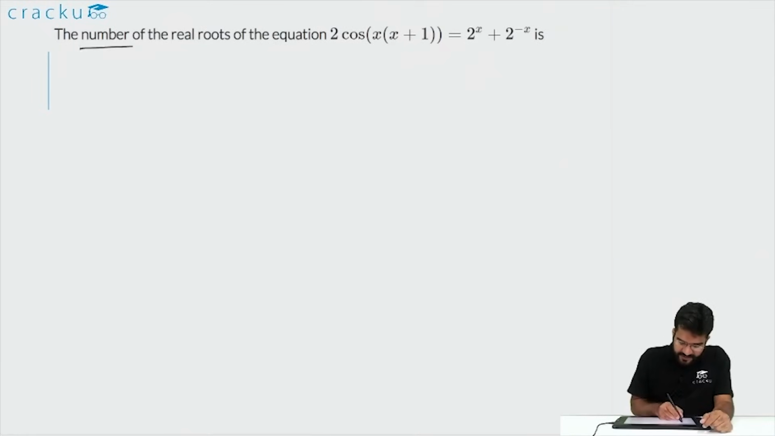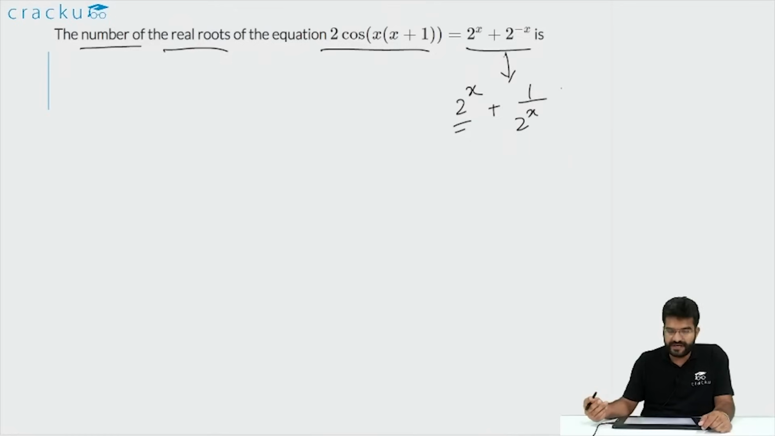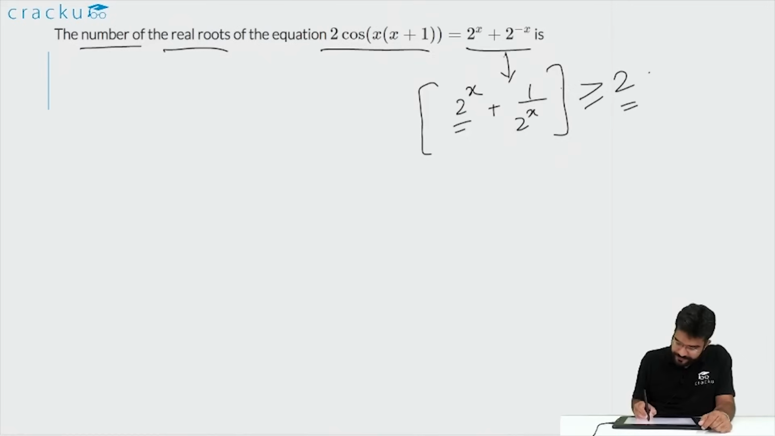In this question, we are required to find out the number of real roots of the equation 2 cos x into (x plus 1) is equal to 2 to the power x plus 2 to the power minus x. If you look at the RHS, that is the right hand side, carefully, this is 2 to the power x plus 1 by 2 to the power x. And 2 to the power x is always positive for any real number x. So the number 2 to the power x plus 1 by 2 to the power x is always greater than or equal to 2.